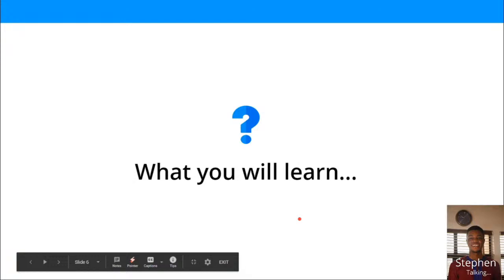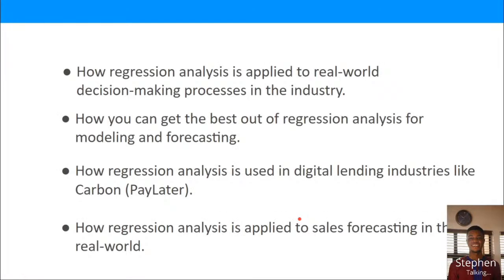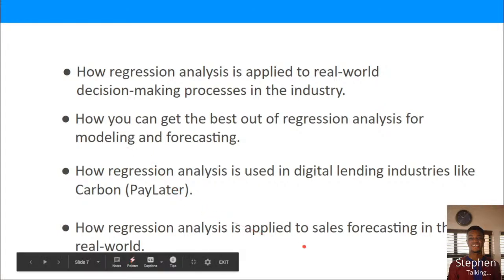So of course, what you learn, let's go through that quickly. You're going to learn how regression analysis is applied to real-world decision-making processes in the industry. So we're focusing specifically on sales, logistics, and finance industries today, because that's where the speaker for today has his experience, and of course, it's going to be generalizing more to other areas where regression analysis is pretty much useful, and you're going to be learning the secrets of using that as well. So of course, how you can get the best out of regression analysis for modeling and forecasting.